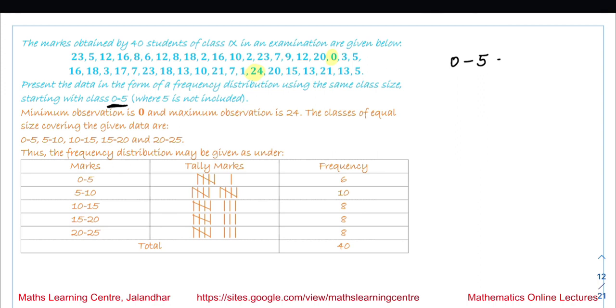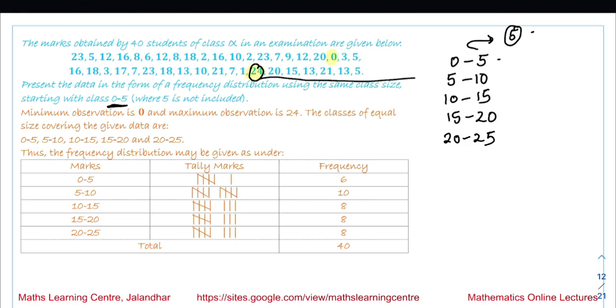What is the class size? The class size here is 5. So the next class will be 5 to 10, next 10 to 15, next 15 to 20, and next 20 to 25. We know that the maximum value is 24, so we do not write the next class, because 24 will lie in the class interval 20 to 25. So these are the marks classes: 0 to 5, 5 to 10, 10 to 15, 15 to 20, and 20 to 25.